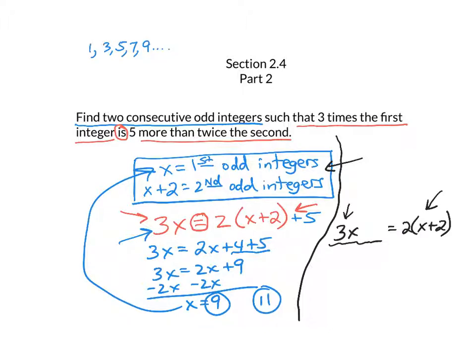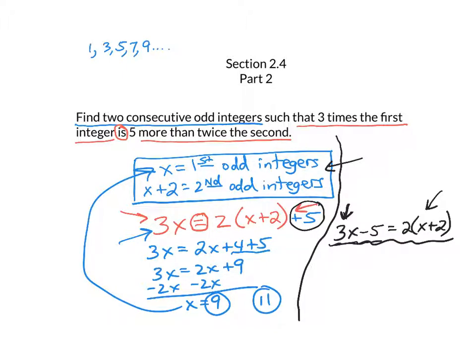So what we did originally is we added 5. If the left-hand side was 5 more, the other thing I could have done is take 5 away from that side because it was 5 more. This equation right here would also work.